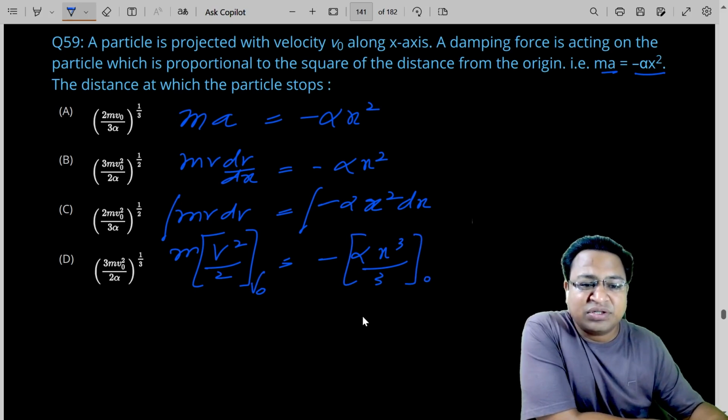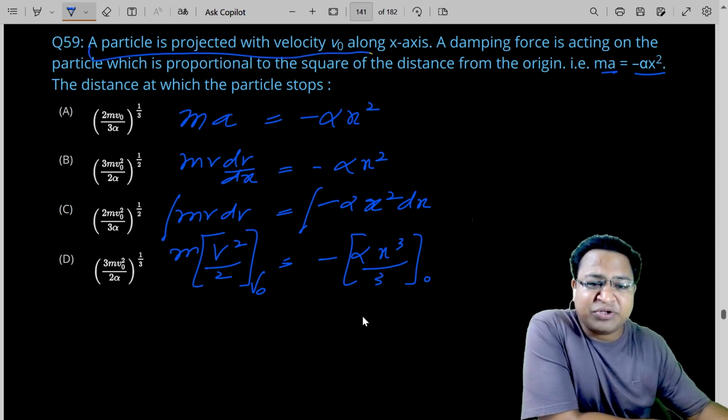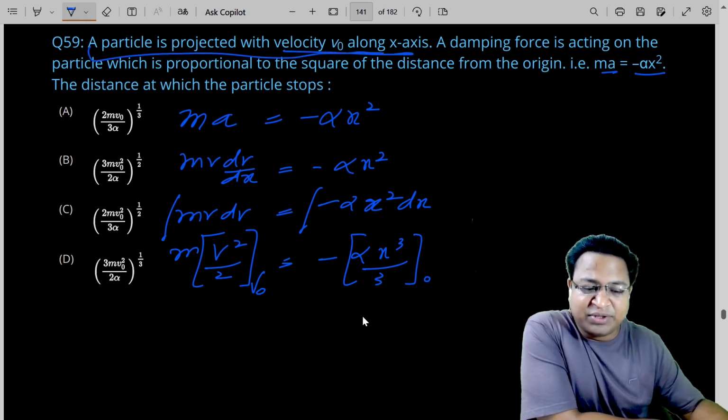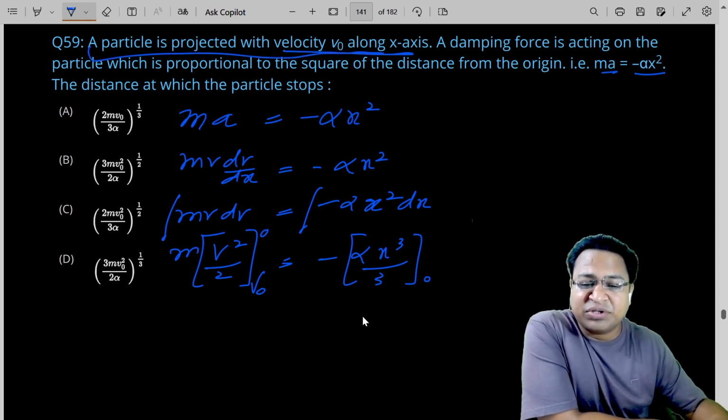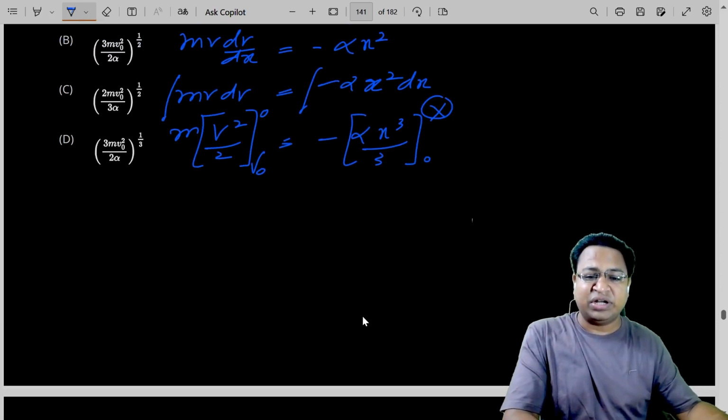We are looking for the distance from the origin at which the particle stops. We are assuming here that the particle has been projected from the origin. We have got no choice but to do that. And when finally the particle stops, let the x coordinate be capital X, and this X will be our answer. So next, I will finish the calculation.